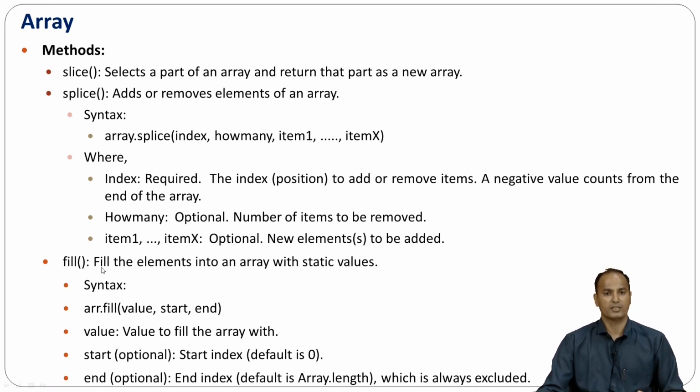The fill method is also there, which fills the elements of an array with static values: array.fill(value, start, end). The value is the value to be added, start is optional, that means the starting index, default is 0, and end is optional, the ending index, default is array.length, which is always excluded.